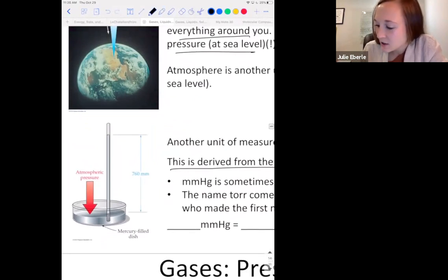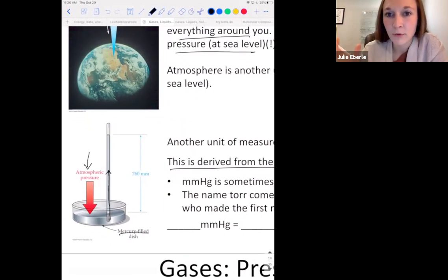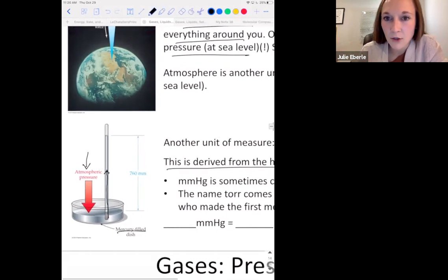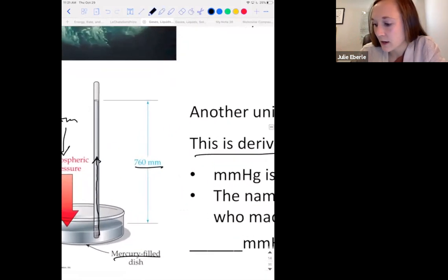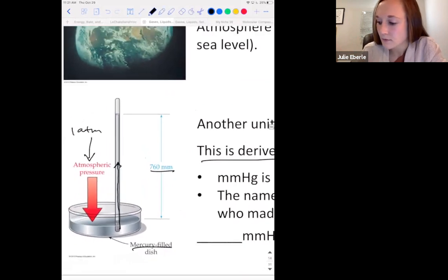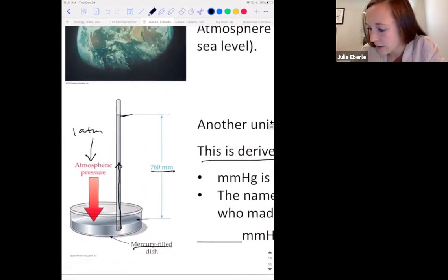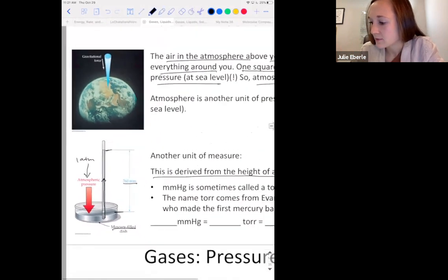So here's a Petri dish and it's just got mercury in it, okay? And you have a column, and because there's atmospheric pressure pushing down on that mercury, it will force some of the mercury up into the column. And big whoop, right? Why does this matter? Well, this is just how we measure another unit of pressure. At sea level, at 1 atm of pressure, they found that the mercury goes up the column 760 millimeters. Y'all recognize that unit, right? Millimeters. Okay, so they measured this distance and they found that it was 760 millimeters.